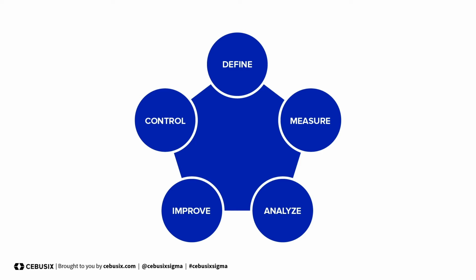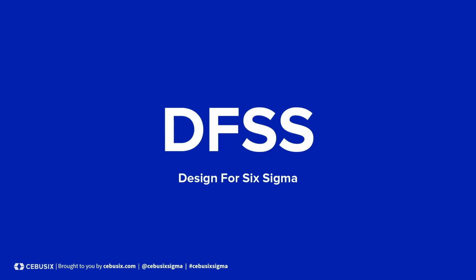But DMAIC is not the only framework used in Six Sigma. From time to time, we may have to use variations like DAMDV, IDOV, or DAMDOV. Alternatively, we may use the Design for Six Sigma or DFSS framework. One of the most common frameworks in Six Sigma is DMAIC, which is used to reduce defects and variations in an existing process. But what if we need to build a new process from scratch? Well, that is what Design for Six Sigma or DFSS is for.